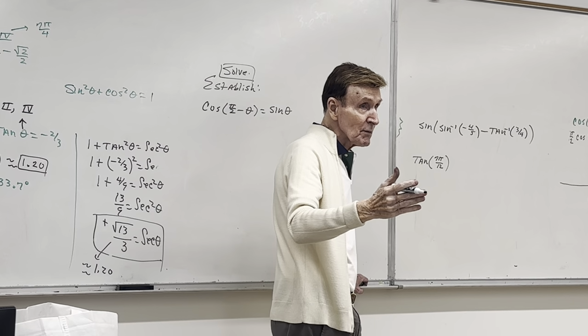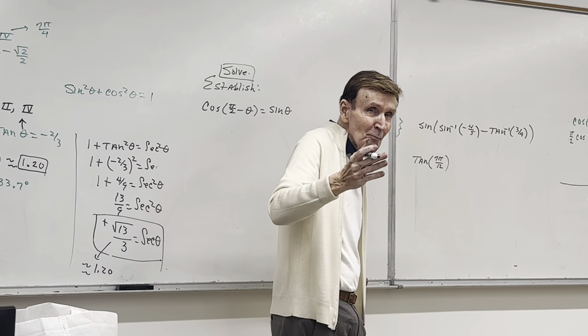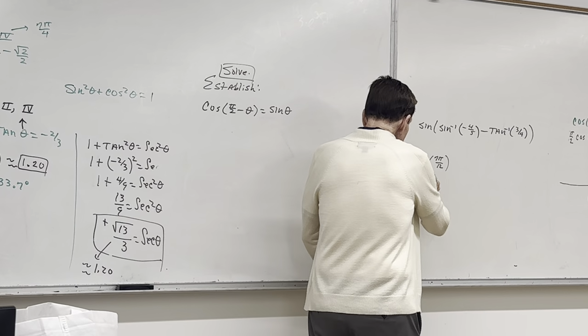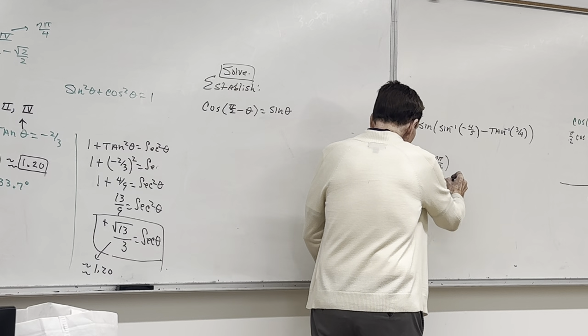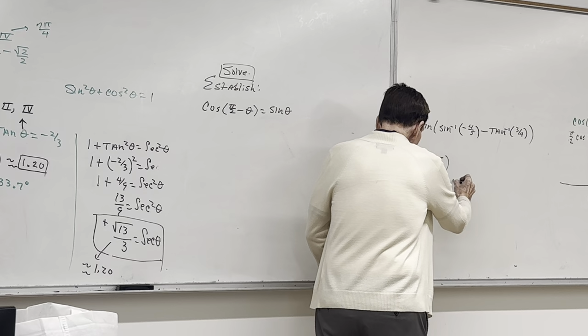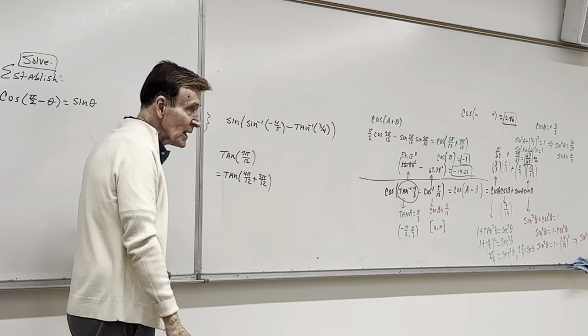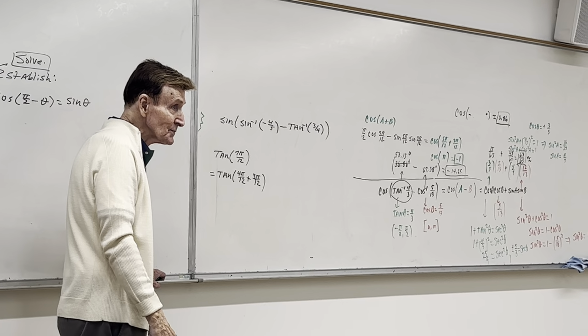Now, you've never seen 7 pi over 12. Alex, tell the class, how might I rewrite 7 pi over 12 and get some help here? 4 pi over 12, and 3 pi over 12. This class is something else. That's exactly right.